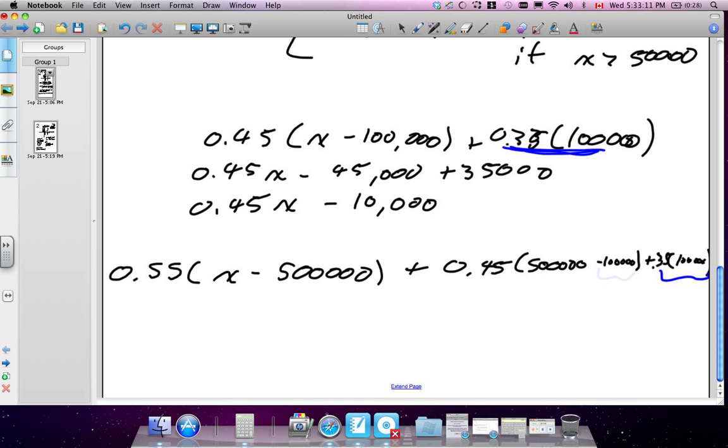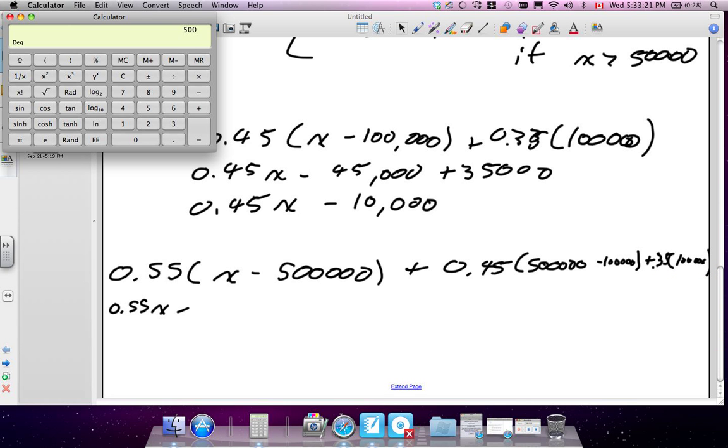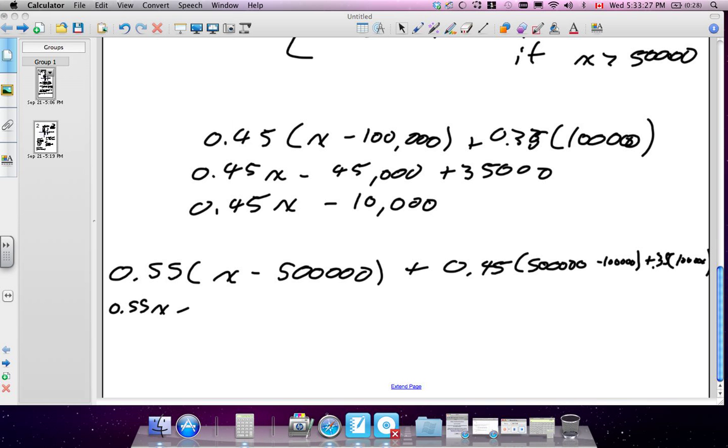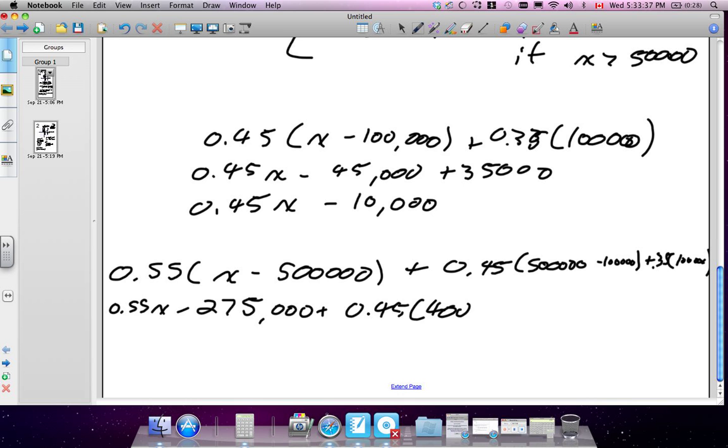I distribute the first one, I get 0.55x minus 500,000 times 0.55, so we get 275,000. Plus, this actually becomes 0.45 times 400,000, right? Because we're only paying 45% on the 400,000 above 100,000. Does that make sense? Okay, and 0.35 times 100,000 is 35,000.